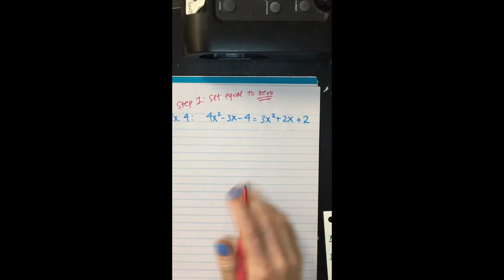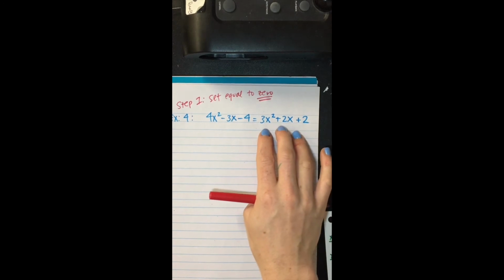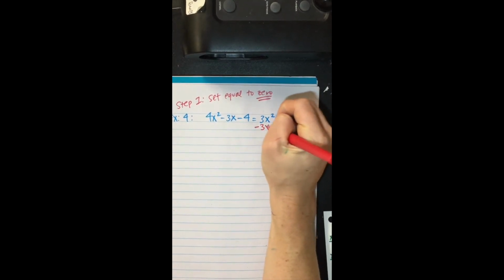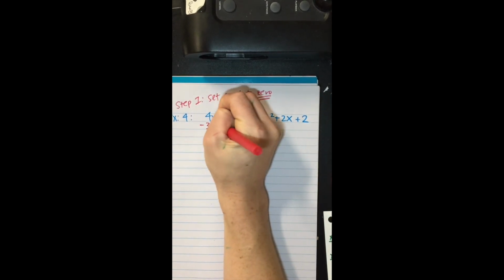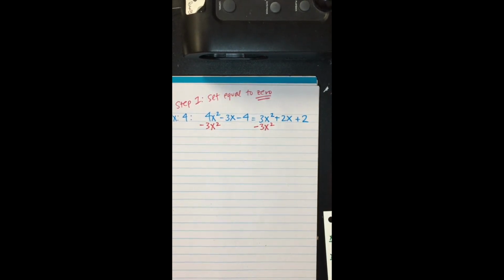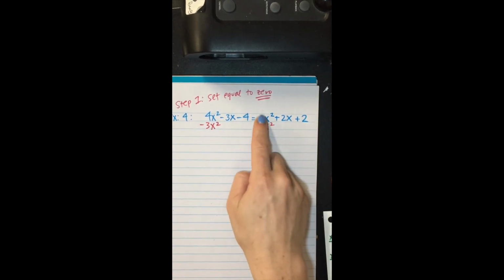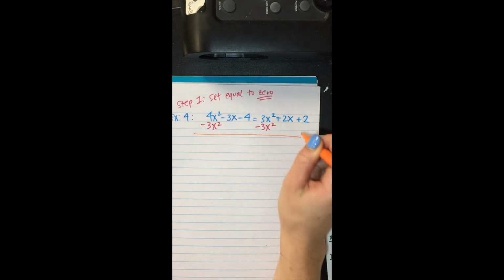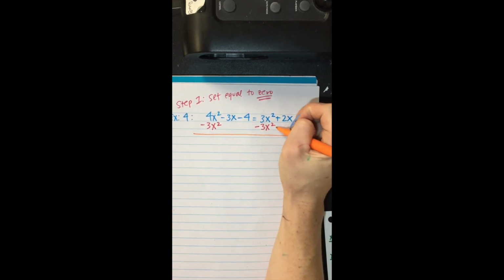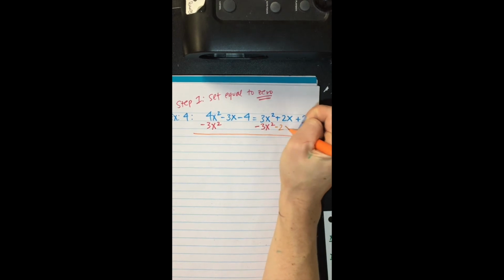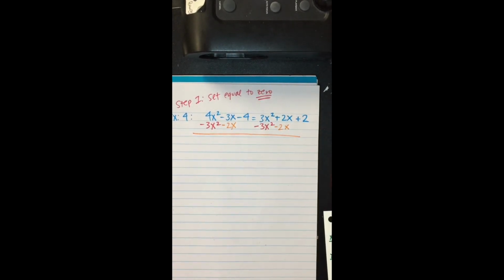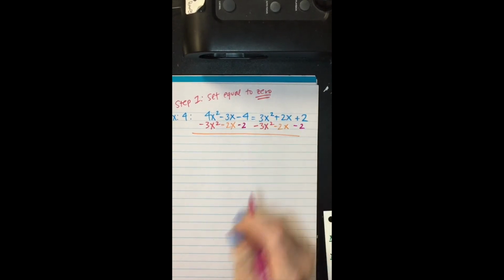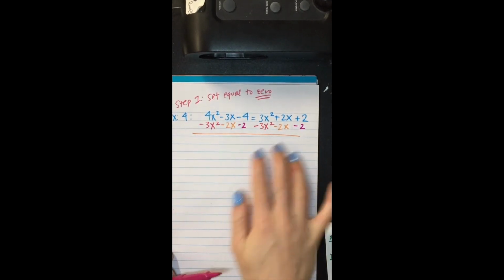How am I going to do that? Well, I'm going to move all this stuff over to this side. I'm going to start by subtracting 3x squared. And notice how when I do that, I'm lining up the x squareds so that I'm combining like terms. I can actually do this all in one step. To get rid of plus 2x, I'm going to subtract 2x from both sides. And finally, to get rid of plus 2, I'm going to subtract 2 from both sides. You could have also subtracted all this stuff over here.